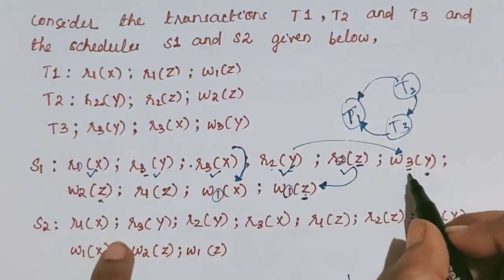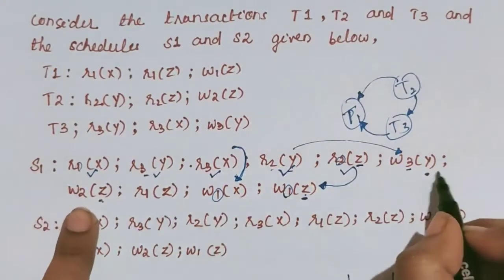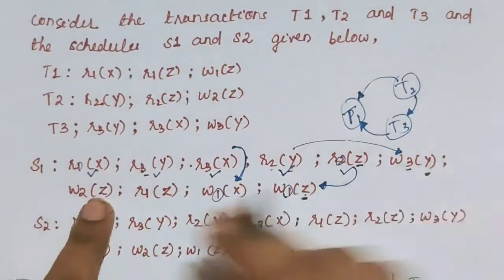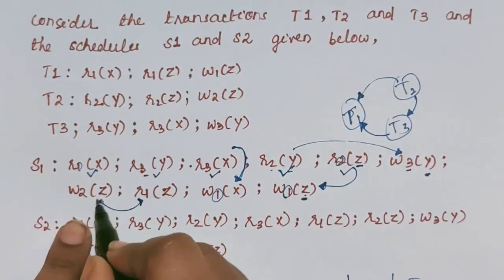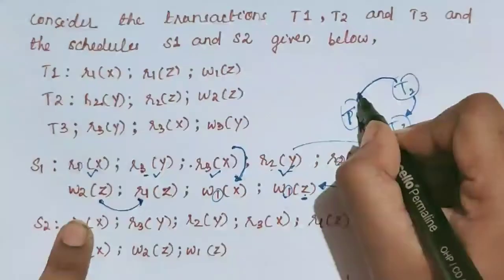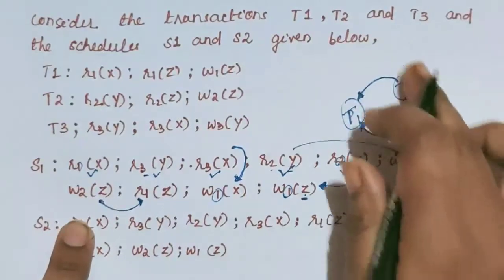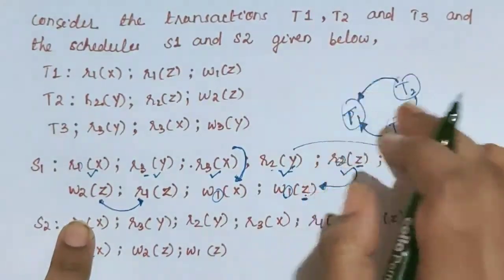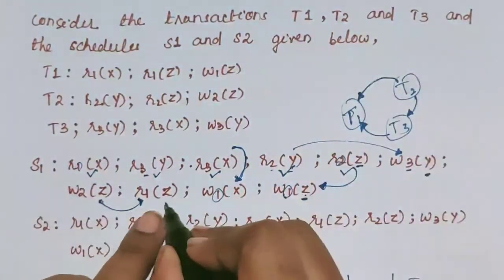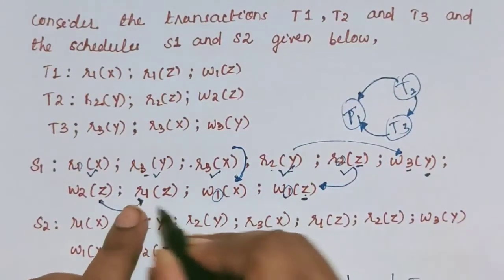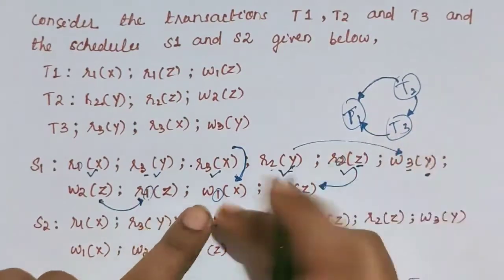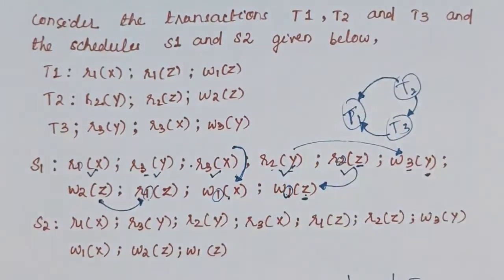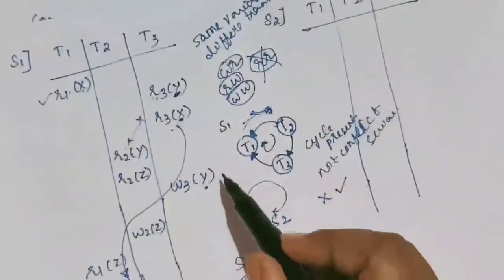Then again find for w3 of y; y is not there. w2 of z, see w2 of z, r1 of z, 2 to 1, again there is a conflict, but we have already made the precedence edge from 2 to 1. Then again find for z; there is a z but r1 and w1 are the same transaction, no problem. Then for x there is no conflict. We have found the same diagram as it is.